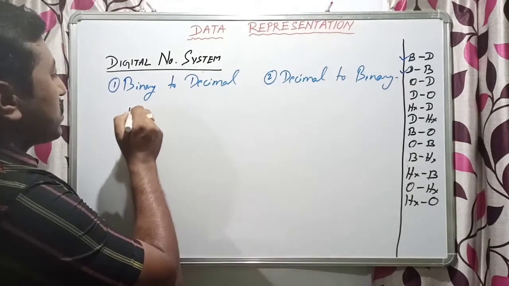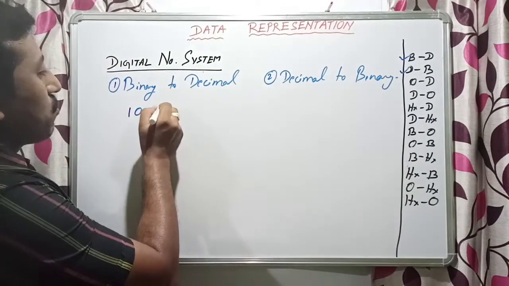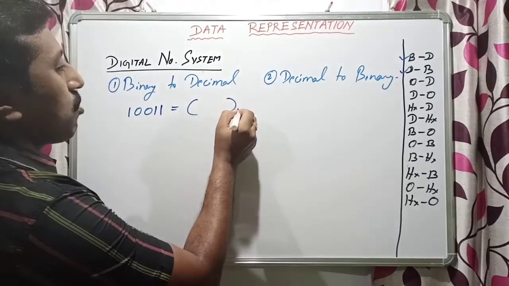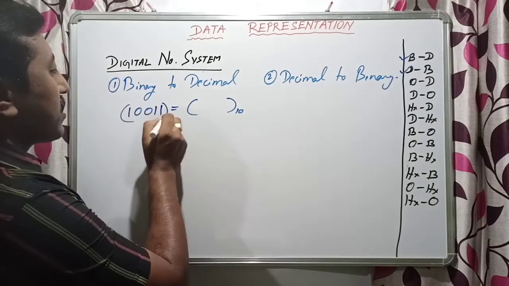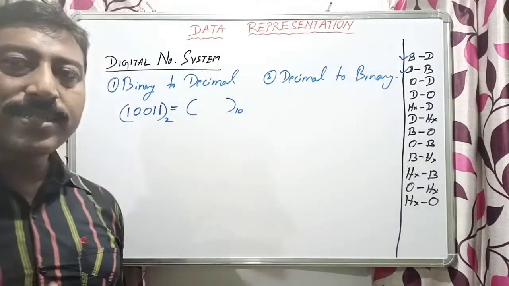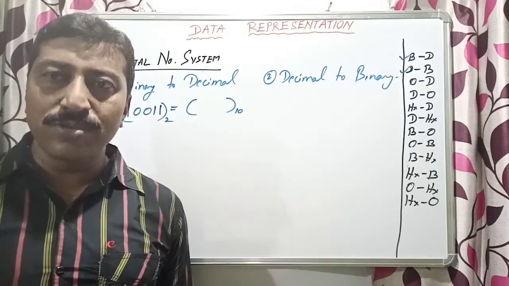Suppose one binary number is 10011. This is a binary number. Now I will convert it to decimal. Always write the base: here the base is 10 and there the base is 2. One base is 2 and one base is 10. So let us discuss one by one.